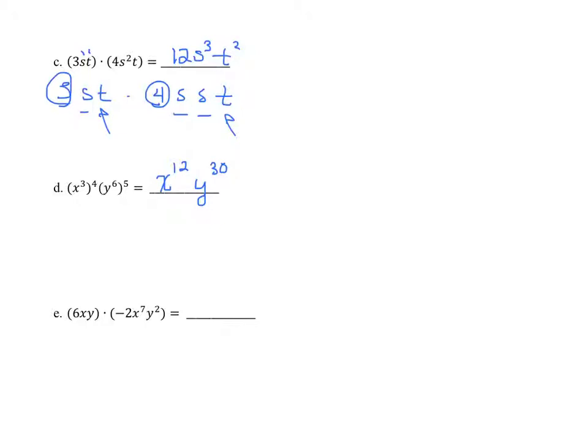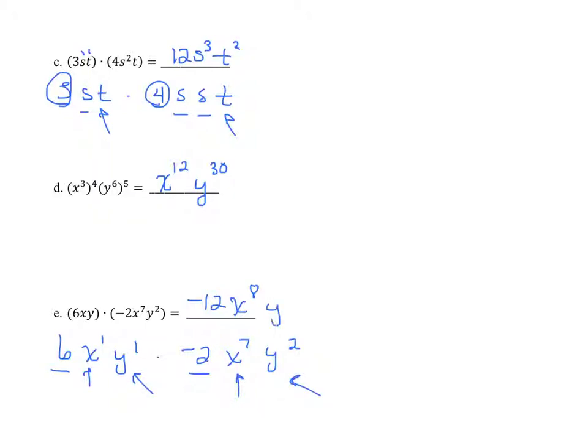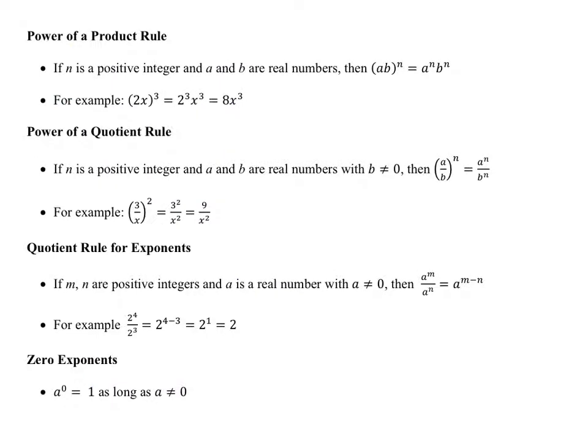Now this next one, think about it this way. Let's look at it this way. Spread it out a little bit. First, multiply your coefficients like normal. And then I have 1x, 7x for a total of 8 x's. I have 1y, 2y's for a total of 3 y's.